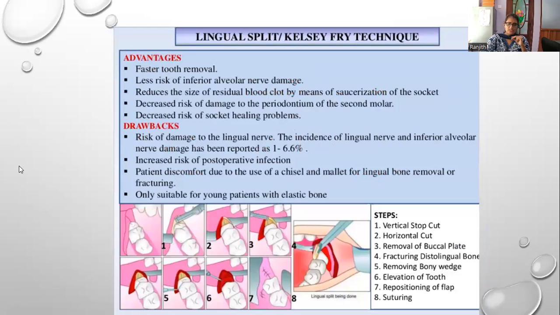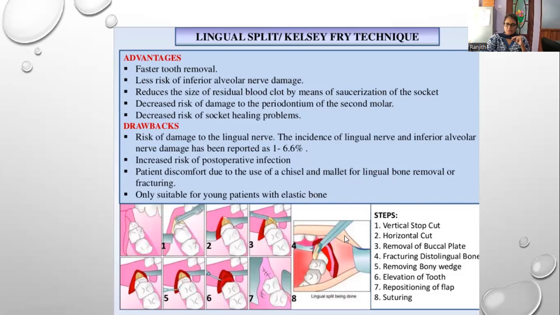Next, coming to the lingual split technique, which is put forward by Sir Kelsey Fry. This is for faster removal of tooth, and there is lesser risk of damage to the inferior alveolar nerve. There's also lesser risk of damage to the second molar.